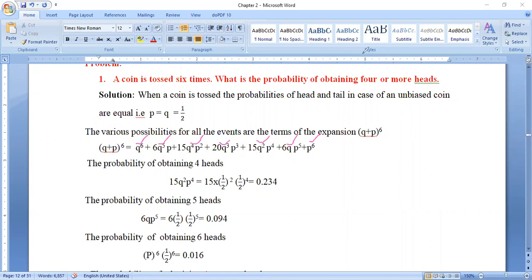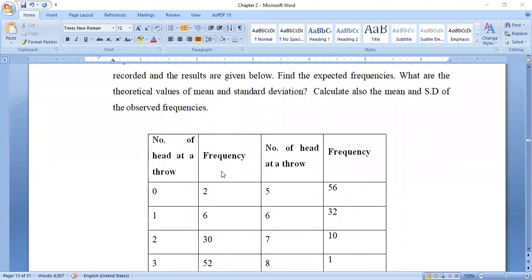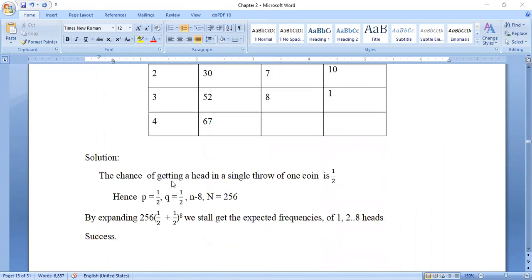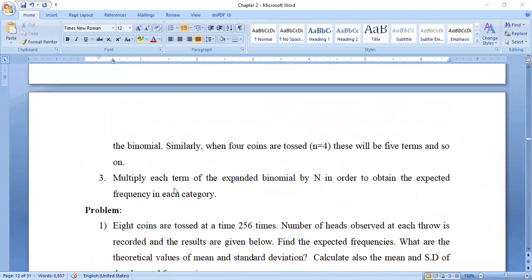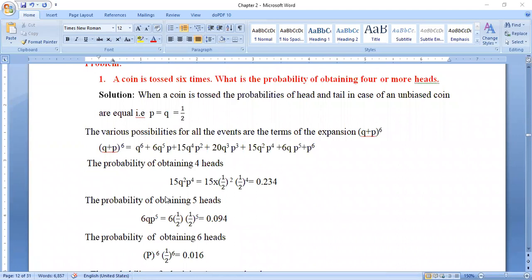And you see one problem. I will show one problem here, my dear students. Eight coins are tossed at a time, 256 times. The number of heads observed at each throw is recorded and the results are given below. Find the expected frequency. What is the theoretical value of mean and standard deviation? Calculate the mean and standard deviation of observed frequencies. Here observed values are given. We need to find out the expected values, and we will see this problem in the next class. This is a basic problem while we are solving the binomial distribution method.